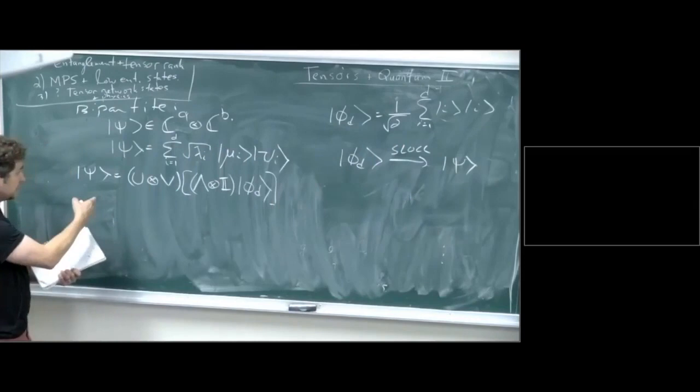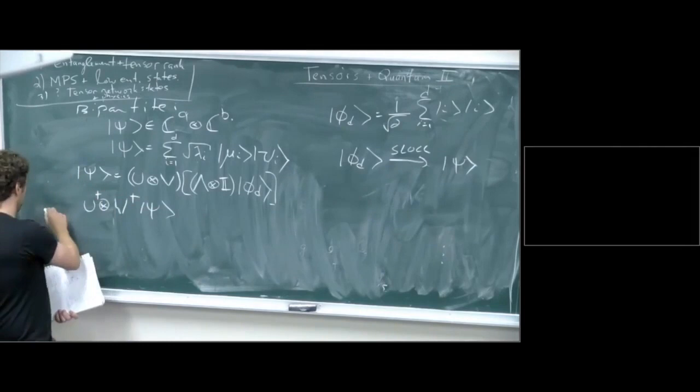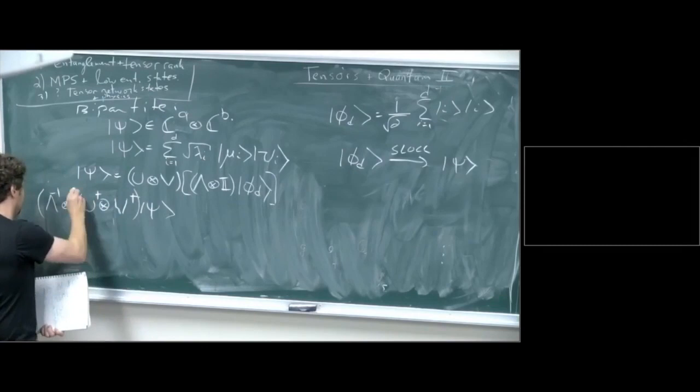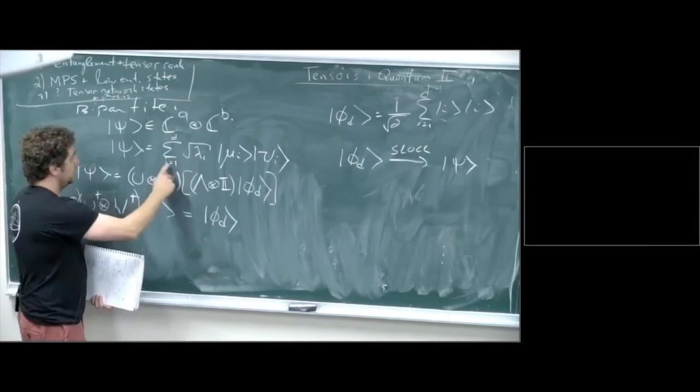But I can rewrite this as u dagger tensor v dagger psi equals lambda inverse tensor identity times phi sub d. And as long as this lambda is actually invertible, right? So as long as all of the lambdas are non-zero, or the first d of them are non-zero, I can also go back.